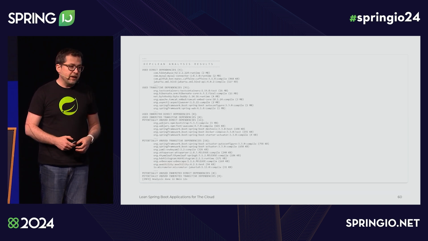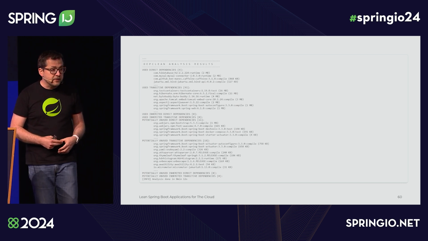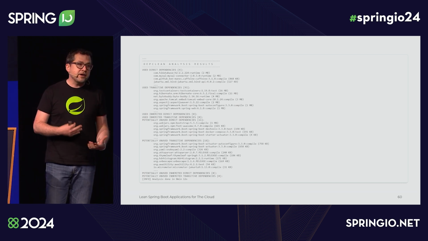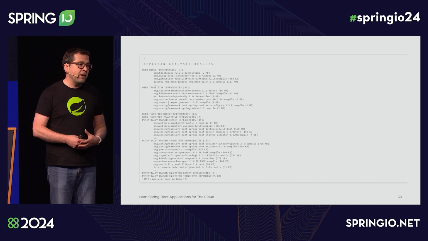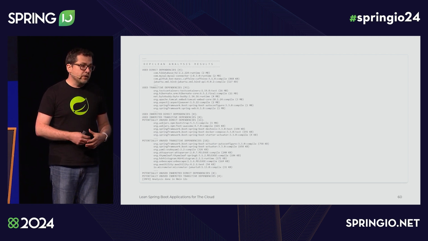So the report, and I had to shrink it a bit because the Pet Clinic uses quite a bit of dependencies. It shows you the direct use dependencies, the transitive dependencies, the potentially unused dependencies, and so on. And you can decide yourself what you're going to remove. So the tool is quite nice actually.